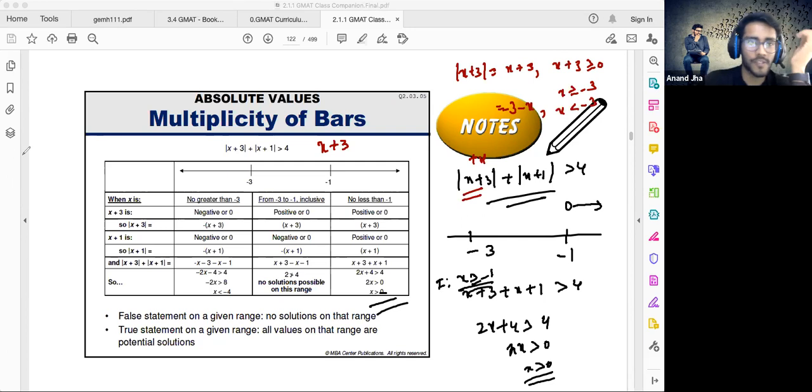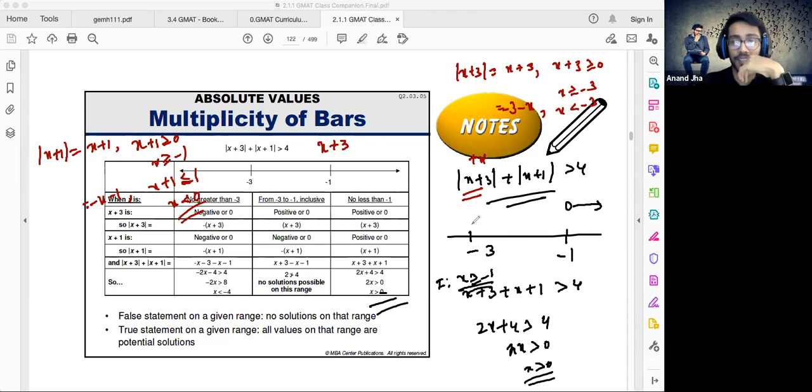Similarly, mod of x plus 1 is equal to x plus 1 when x plus 1 is greater than or equal to 0, that means x greater than or equal to -1. And the negative will come: minus x minus 1 when x plus 1 is less than 0. Sorry, less than 0. That means x less than -1.